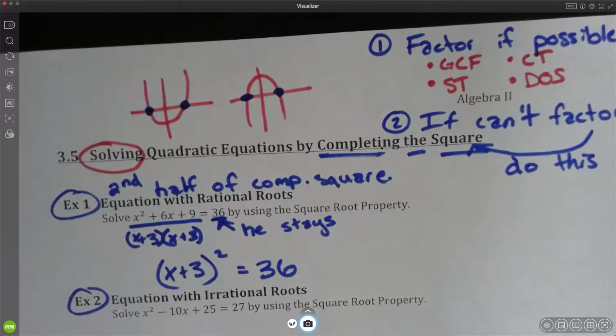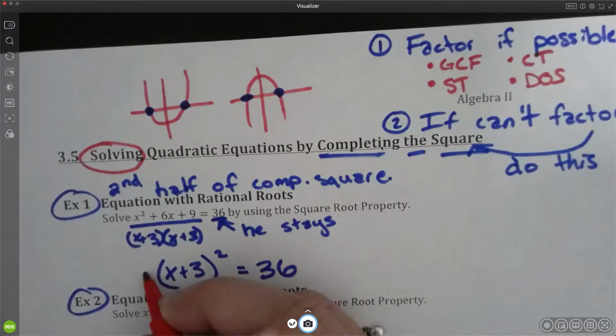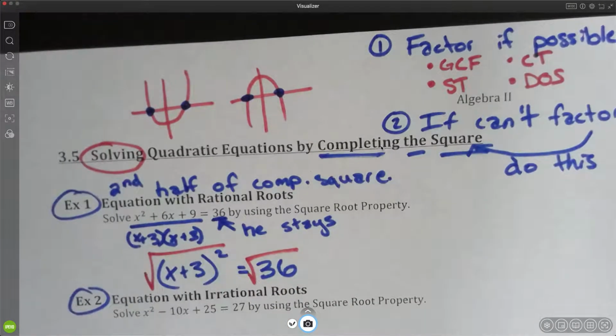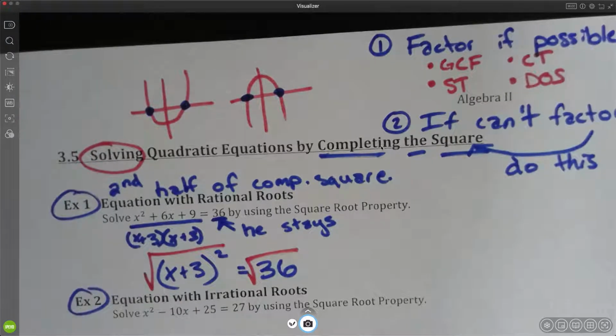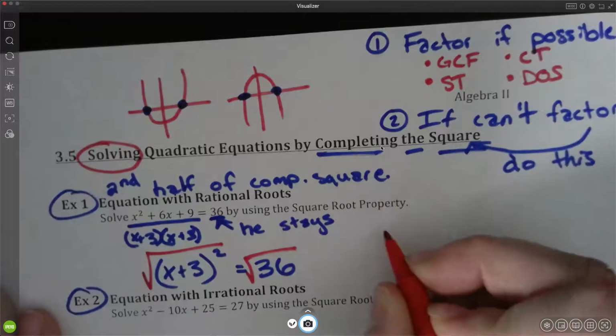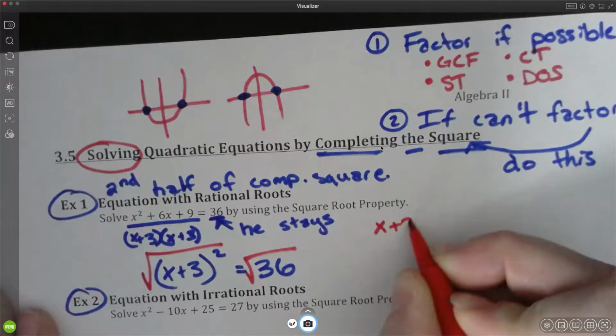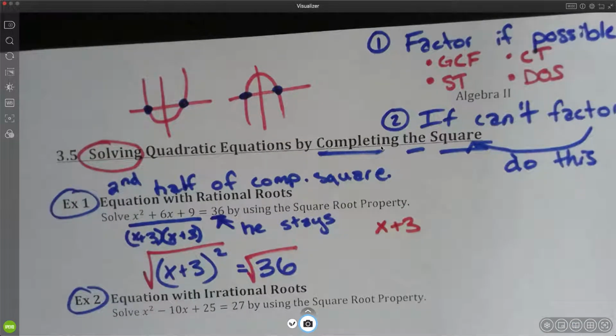You don't make another one. What's the opposite of square? You square root. We're going to take the square root. The opposite of square is square root. So to get that to go away, we just take the square root, right? Okay, so x plus 3 squared, if I take the square root of that, x plus 3 just falls out of it, right? So this stuff cancels out, okay?